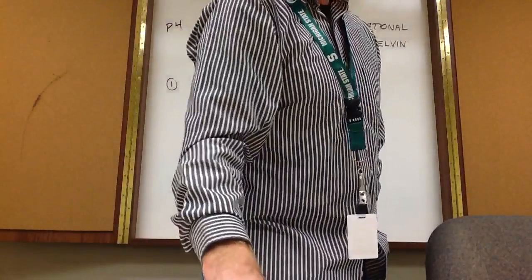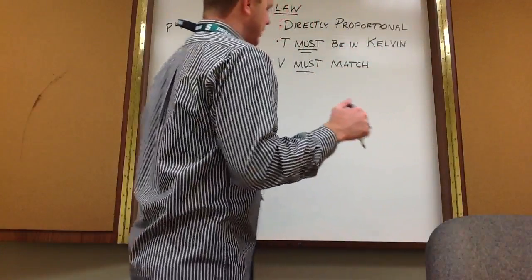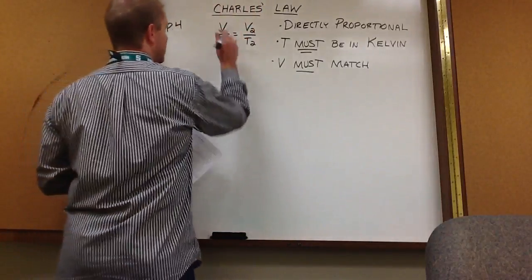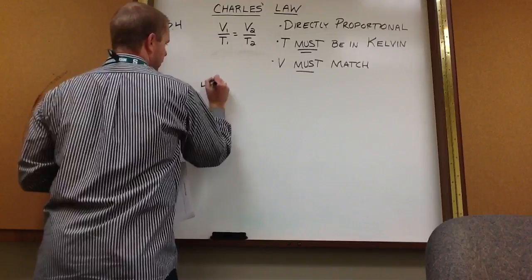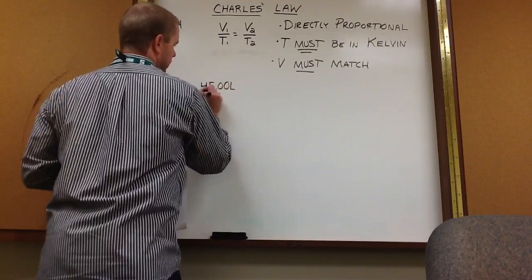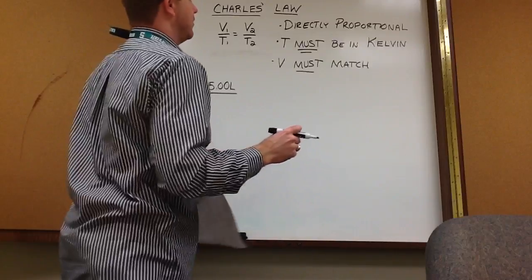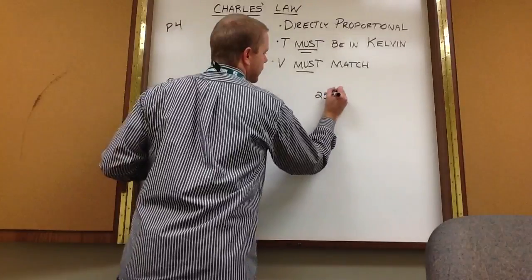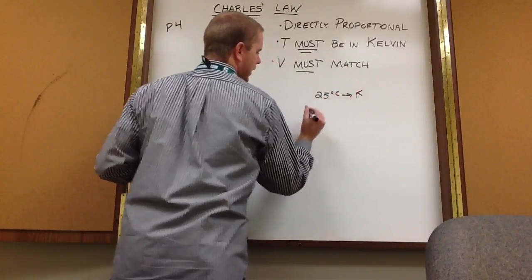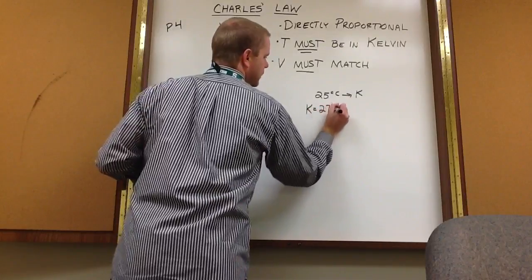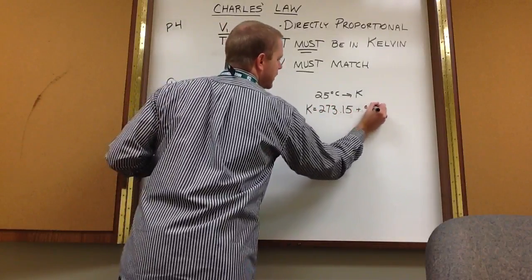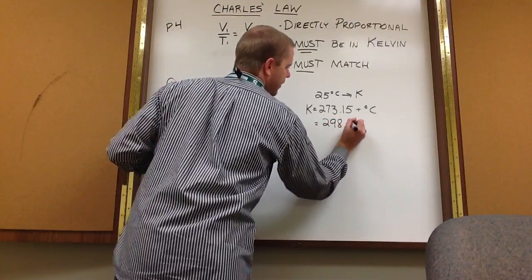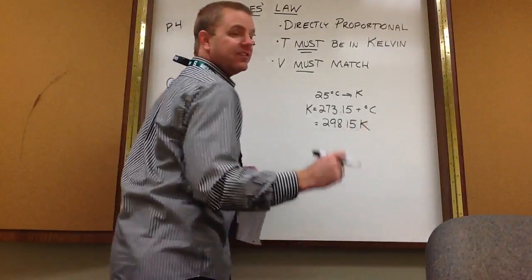Number 1 on page 4 says, if I have 45.00 liters of helium in a balloon at 25 degrees Celsius, so my volume is 45.00 liters over 25 degrees Celsius. Well, that's not in Kelvin, is it? So in order to take 25 degrees Celsius and turn it into Kelvin, you have to do this: K equals 273.15 plus degrees C. So that ends up being 298.15 Kelvin.